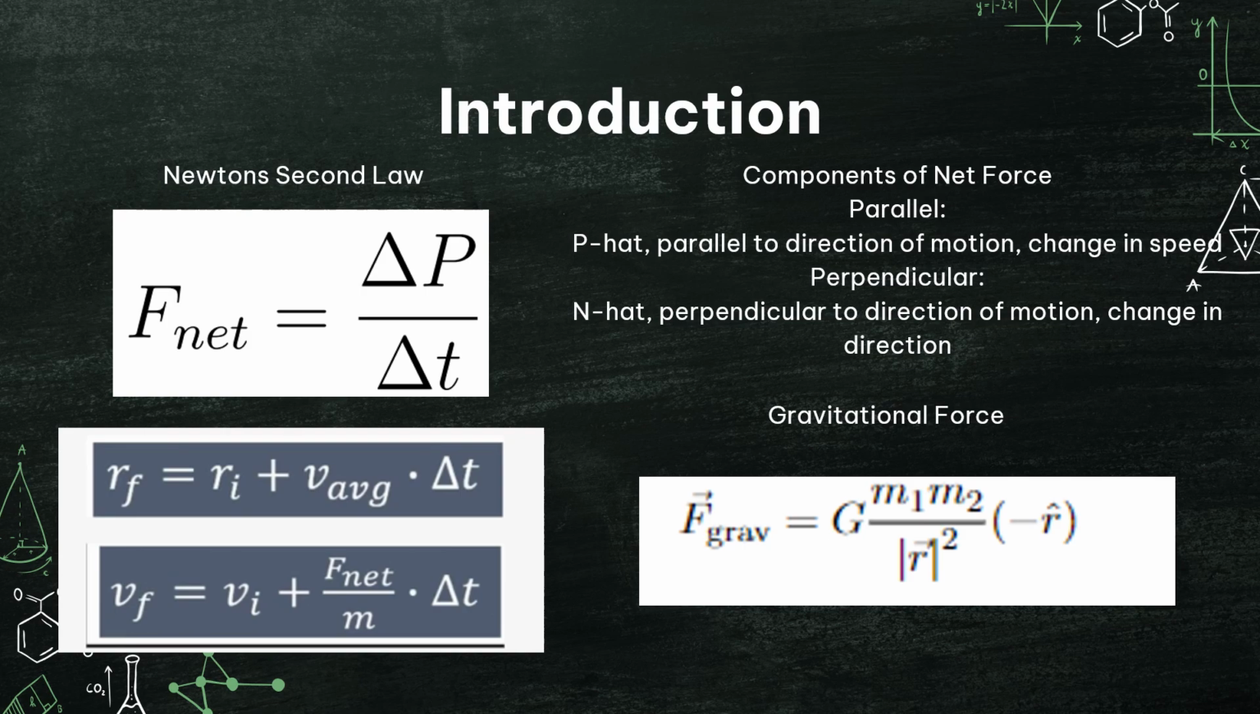This is also rewritten to derive both the velocity and position update formulas. The components of net force include the parallel and perpendicular components. The parallel component, or p hat, is parallel to the direction of motion and relates to the change in speed of the object, whereas the perpendicular component, or n hat, points to the center of the orbit or the circle and is perpendicular to the parallel component, and it relates to the change in the direction of the object.